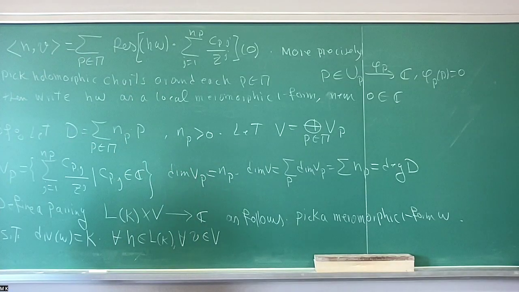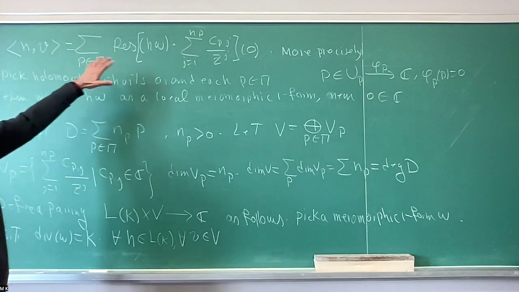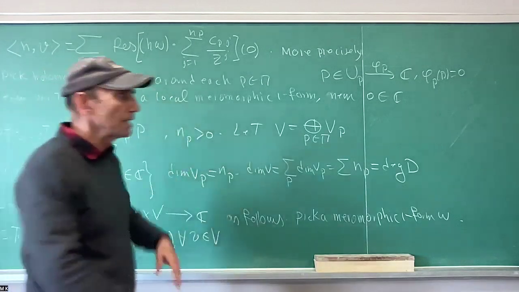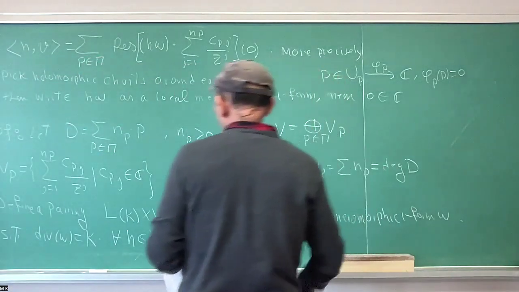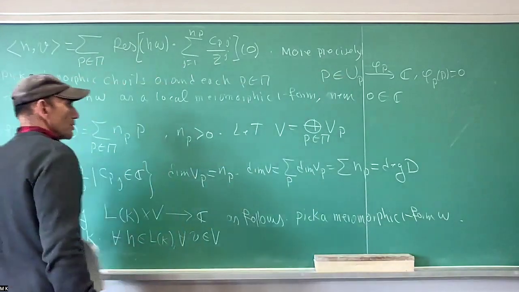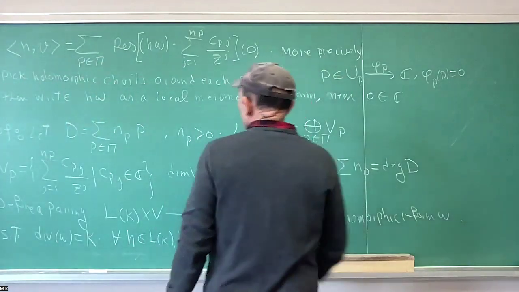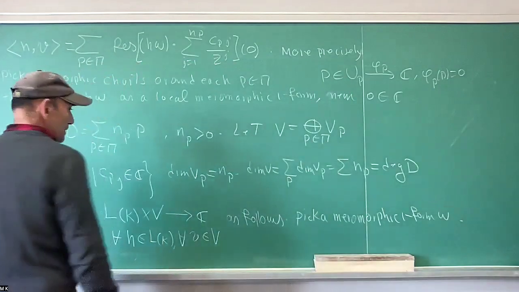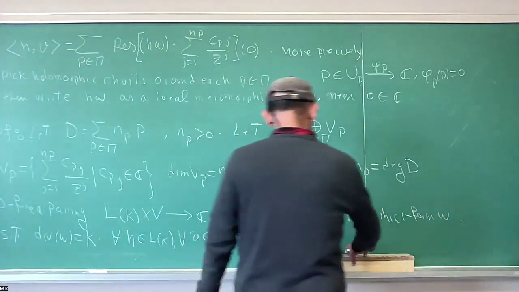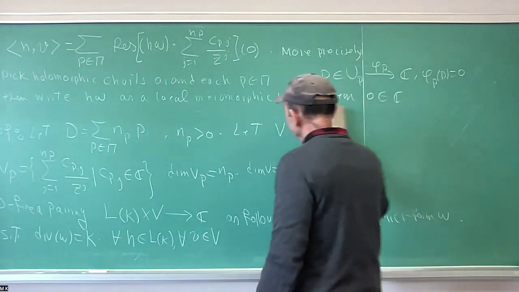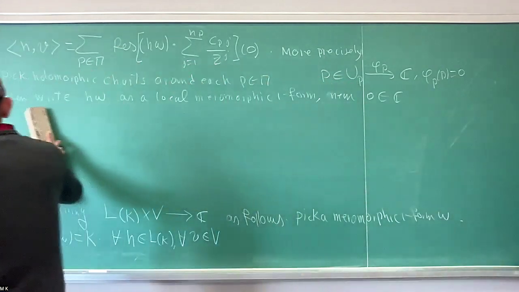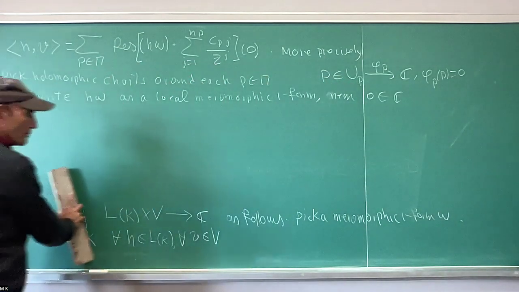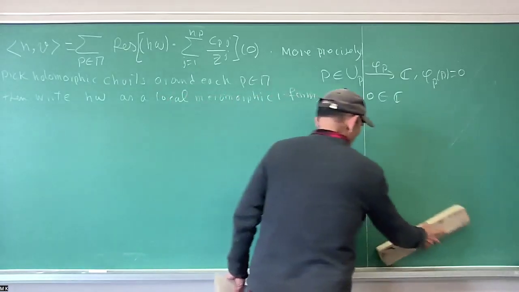Okay. So this is called the residue pairing. It's really the main vehicle to prove Riemann-Roch for us. So this is called the residue pairing, and this is what it is. So okay, now what do you want to do now with this?